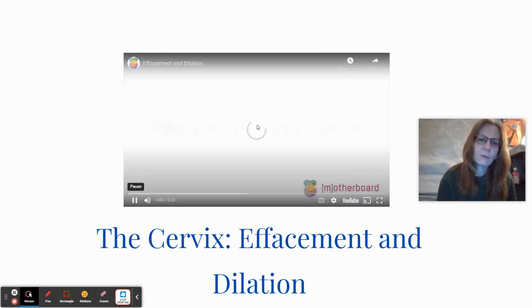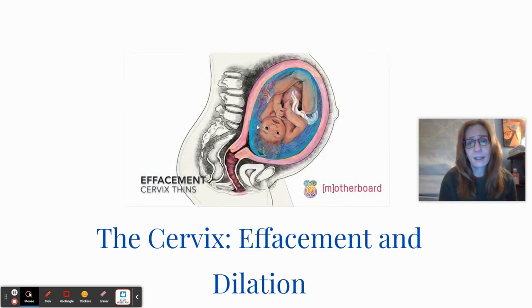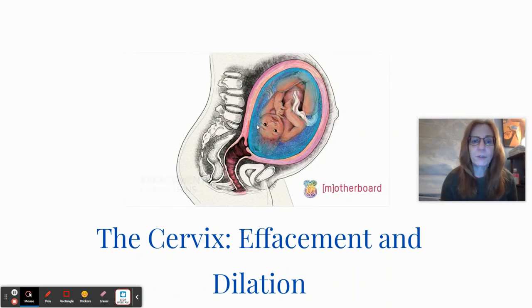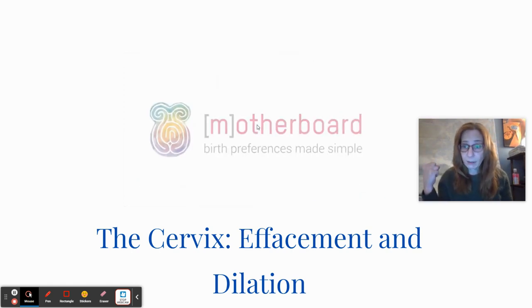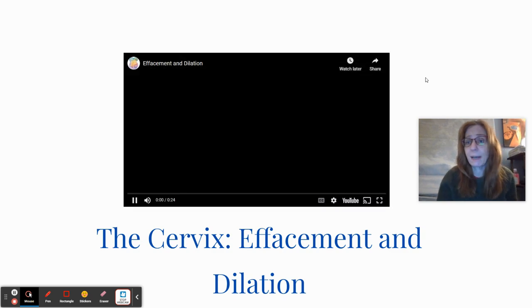And let me show you a 24-second clip of what that might look like. Do you see how it went from being thick to getting thinner? That's effacement. Now it's like 100% effaced and it's dilating. It's becoming more open progressively. And you can think of this like putting a turtleneck over your head. That's exactly what has to happen.